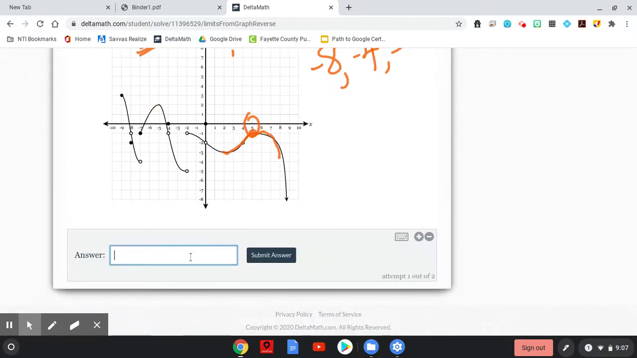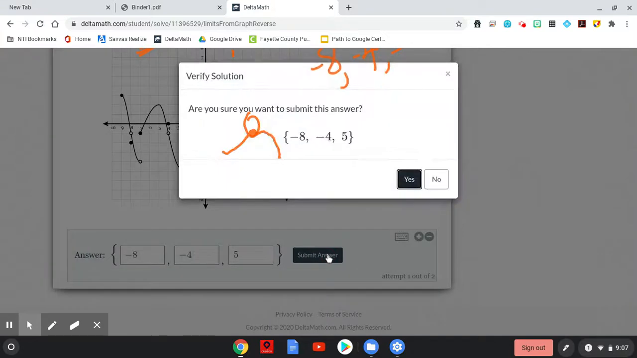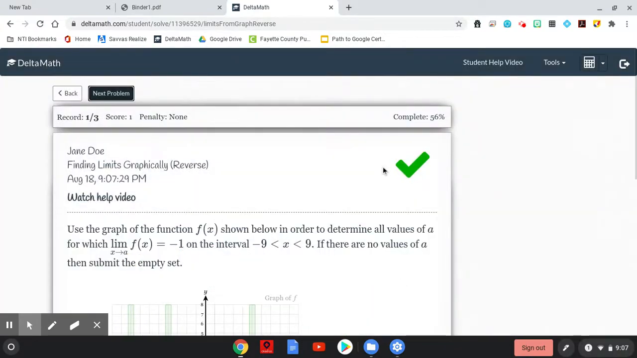So I have -8, -4, and 5. And this notation just means that you're entering separate x values. So then I'll submit my answer, check it, and it's correct.